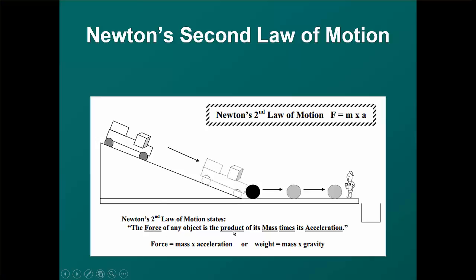The force of any object is the product of its mass. Remember, mass times gravity is weight, so we just want the mass here. So you're going down and it accelerates. So it's mass times its acceleration equals how much force is actually applied.